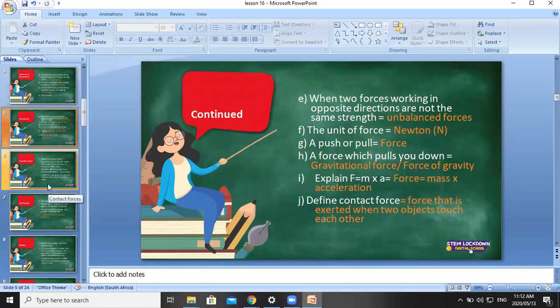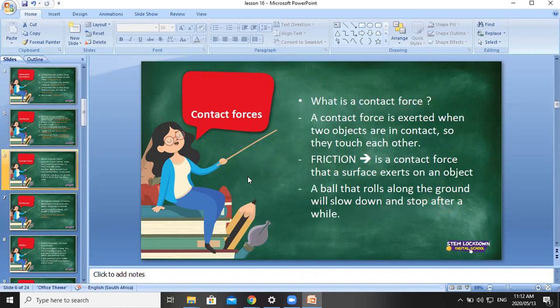So let us look at contact forces, grade nine. Take notes now, listen carefully. I've explained to you through the homework, but now let us get into depth. What is a contact force?